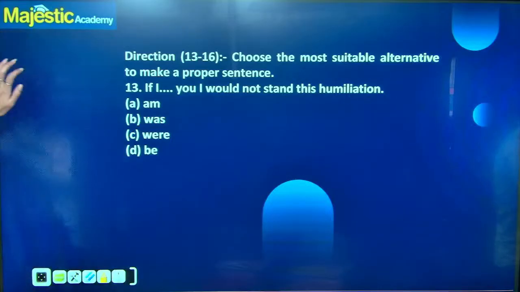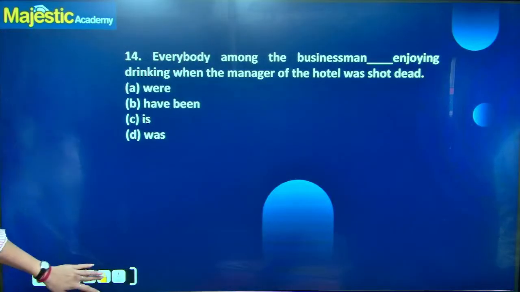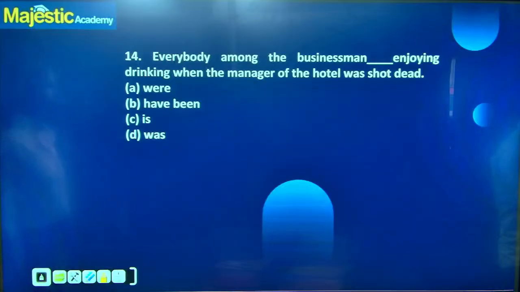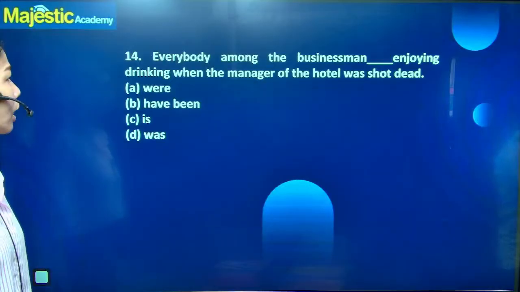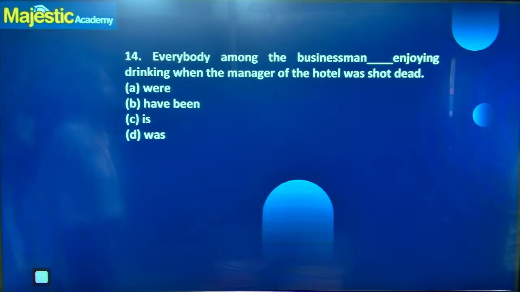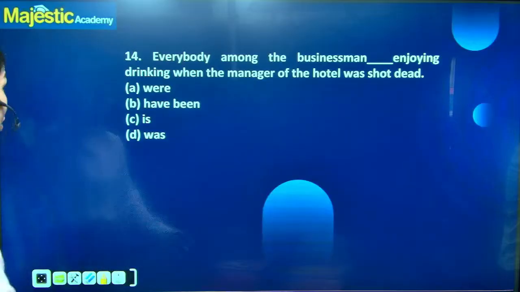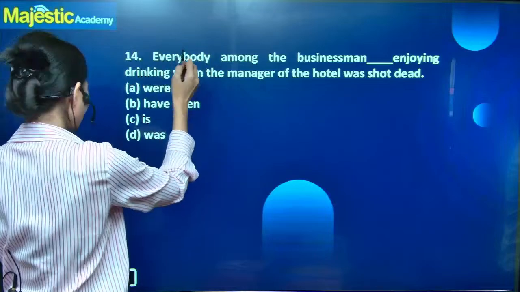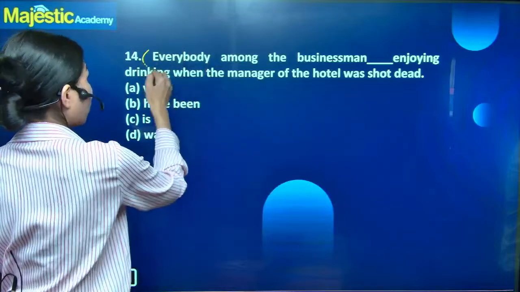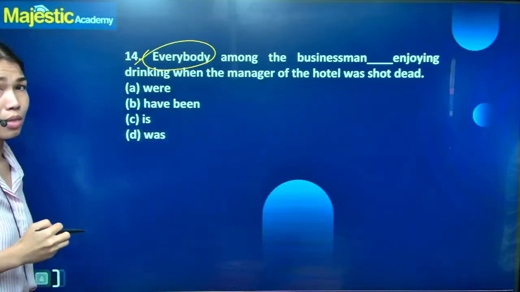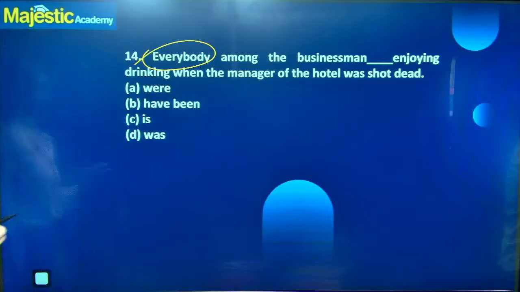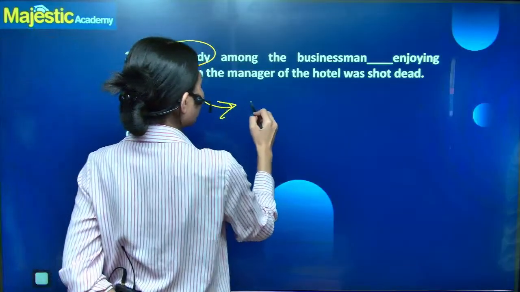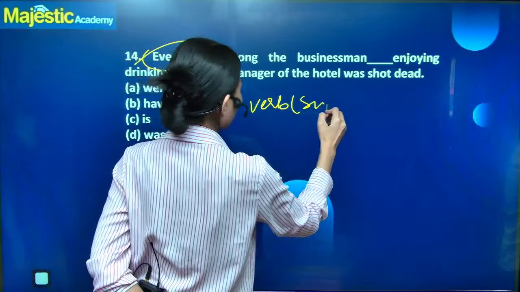Okay, let's move to question number 14. The question says, "Everybody among the businessmen dash enjoying drinking when the manager of the hotel was shot dead." So again we have a rule for this question, and the rule starts with the word "everybody". Whenever we have the word "everybody" as the subject of the sentence, that means we need a singular verb.